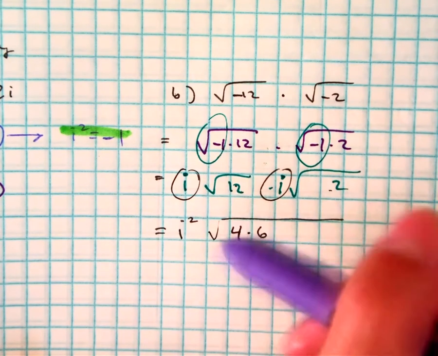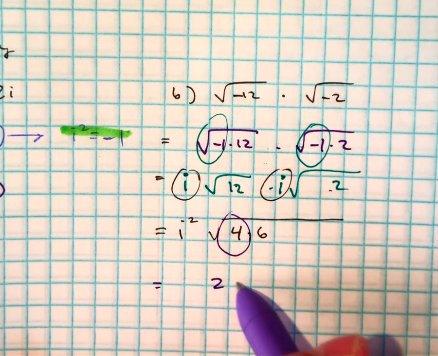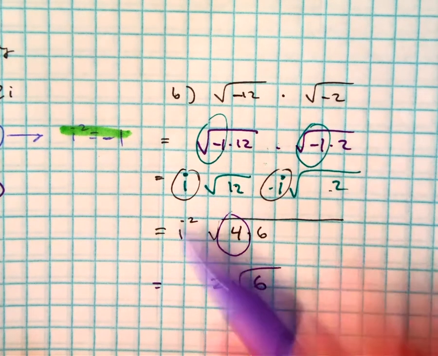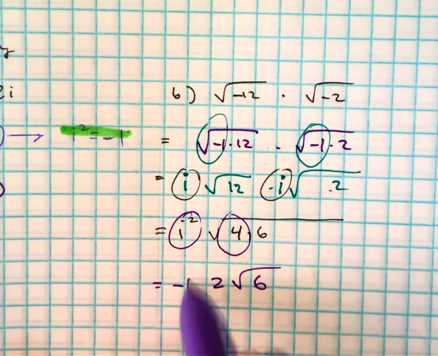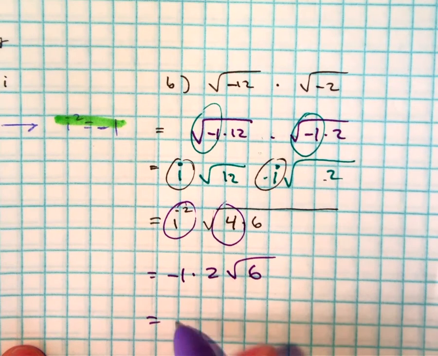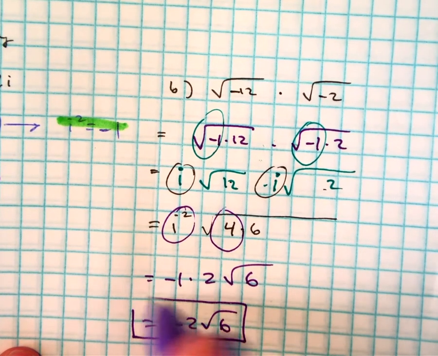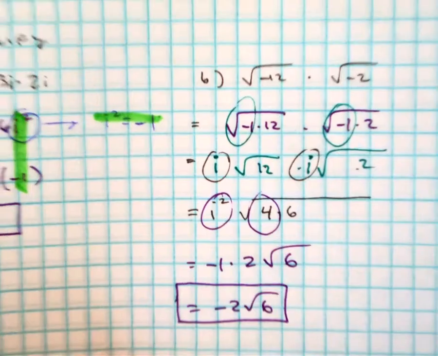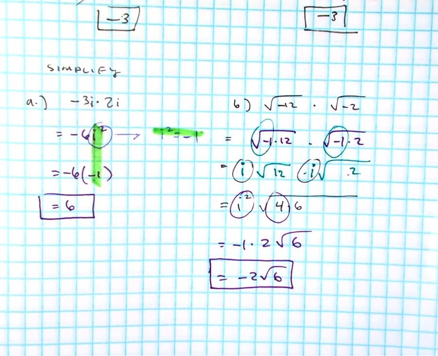And class, the square root of 4 is 2. The radical 6 stays inside. And I squared is equal to negative 1. So this is like negative 1 times 2. Multiplication out here, so that would be negative 2 radical 6. So here we're just multiplying complex numbers and simplifying.